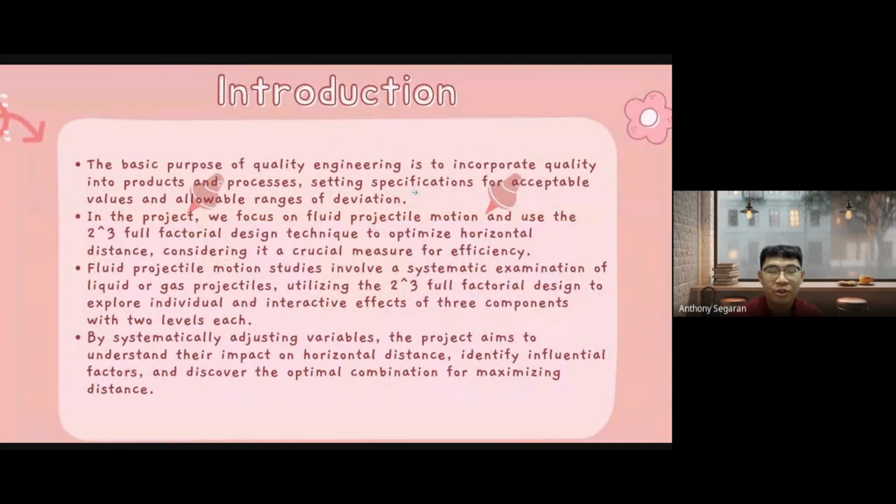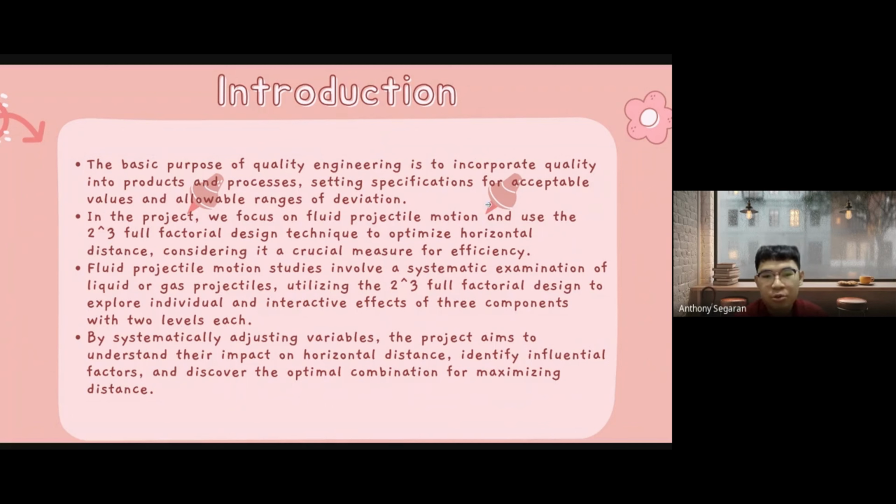For the introduction, quality is about incorporating quality into real-life products and processes by setting up the specification for acceptable values and also the allowable range for deviation. In this project, we focus on the design of experiment of fluid projectile motion, and we apply the 2^3 full factorial design technique to optimize the horizontal distance.